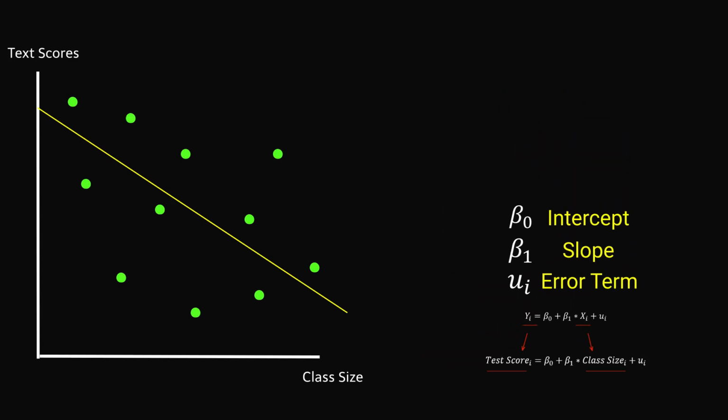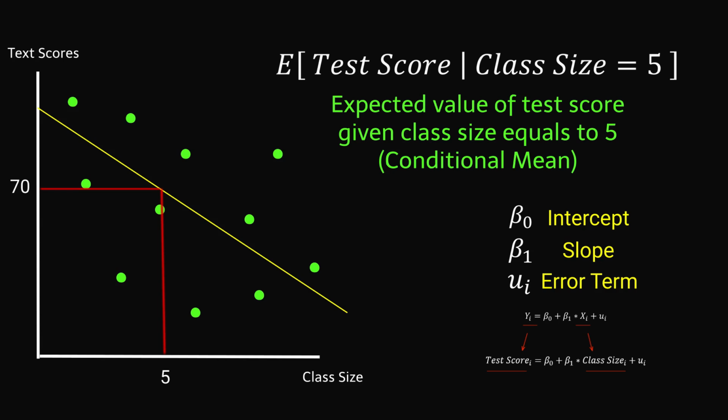For example, suppose our regression line predicts that when class size is 5, the average test score should be 70. This is the conditional mean, written as the expected value of test score, given class size equals 5. But suppose in the data, the district with class size 5 actually scores 60. The difference, 10 points in test score, is the error term, ui, the part of the outcome that the model doesn't explain.